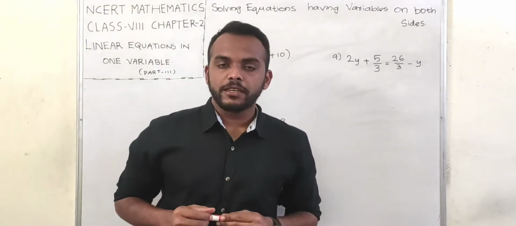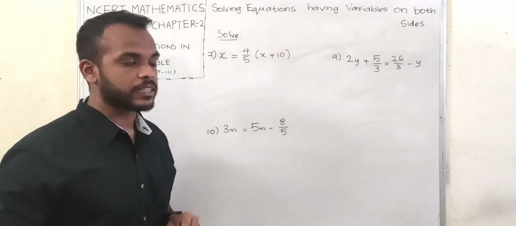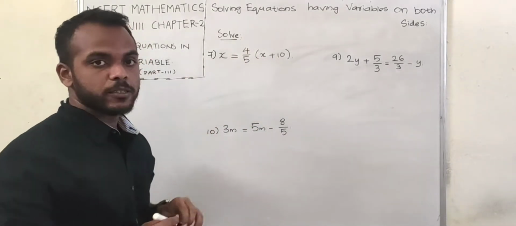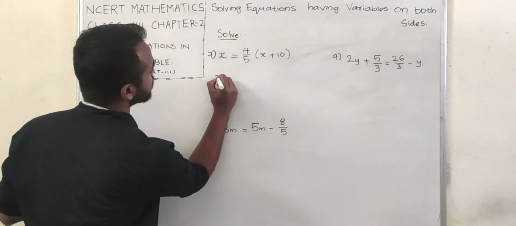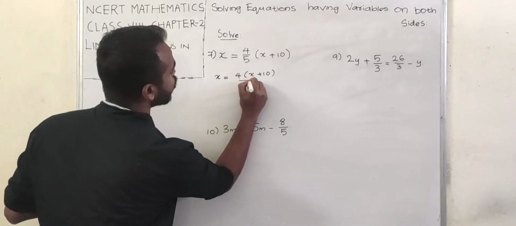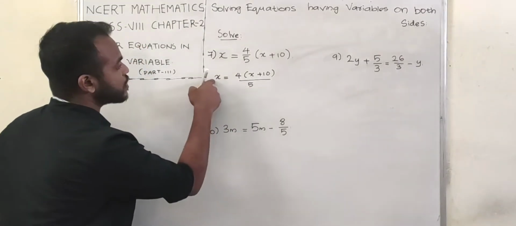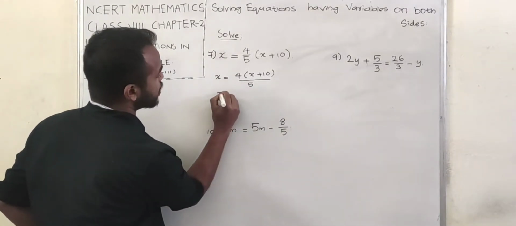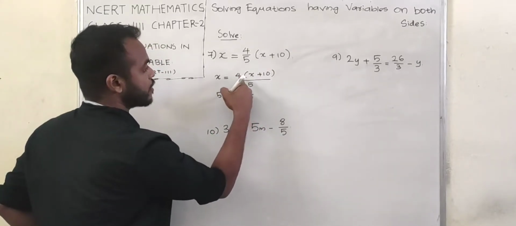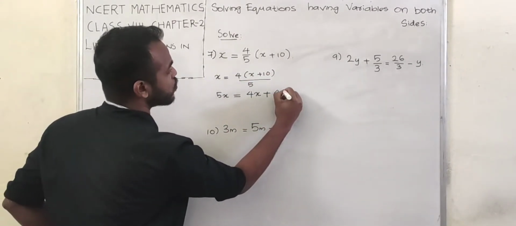Now let's move on to the remaining questions. Seventh one, x is equal to 4 by 5 times x plus 10. So this is inside the bracket x plus 10, and there is a 4 by 5 multiplied over. You can rewrite this as x is equal to 4 times x plus 10, whole divided by 5. There is no harm in writing it this way. Now we can just do the cross multiplication. 5 times x is 5x, is equal to 4 times x plus 10. What is 4 into x? It's 4x plus 4 into 10 is 40.